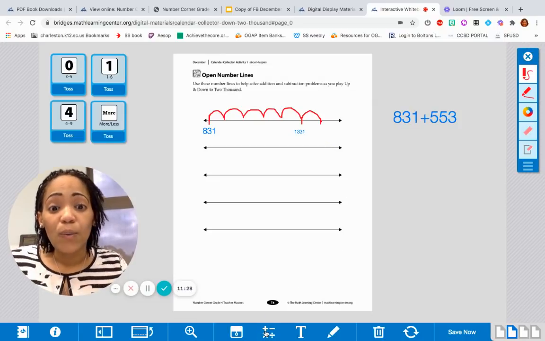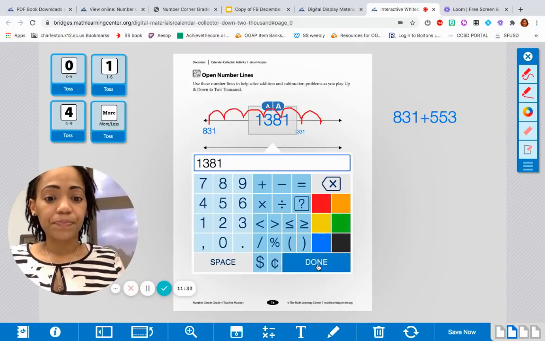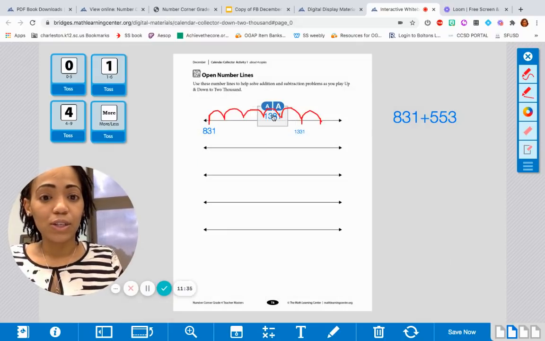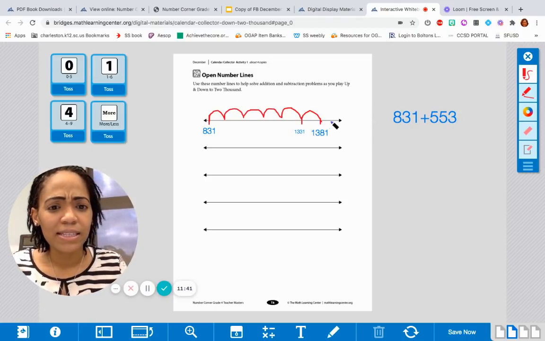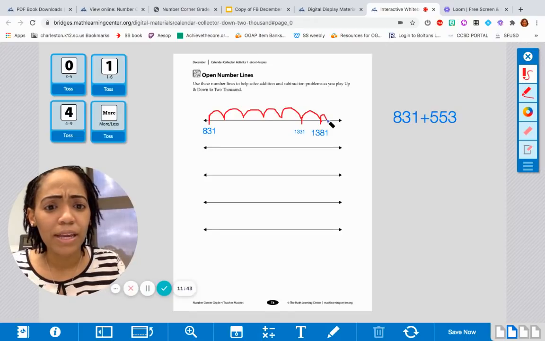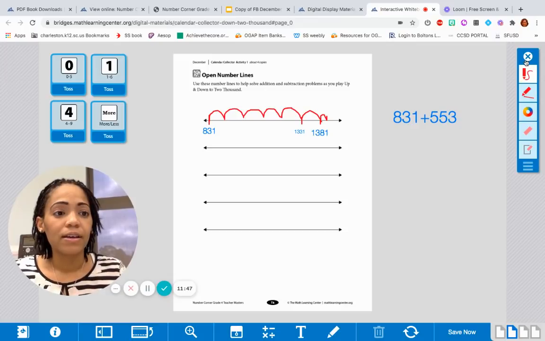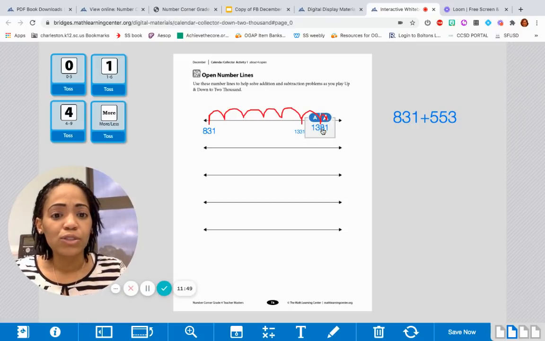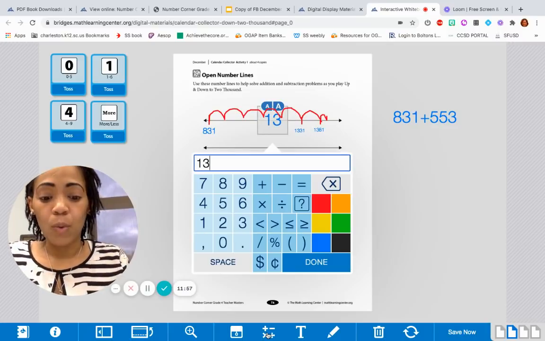So I have 1,381. Am I done? Nope. I still have to add 3 more. I can add 3, right? This is just a small hop of 3. I had 1. Now I'm adding 3 ones to it. So that's going to give me, good, 1,384. Is that what you got?